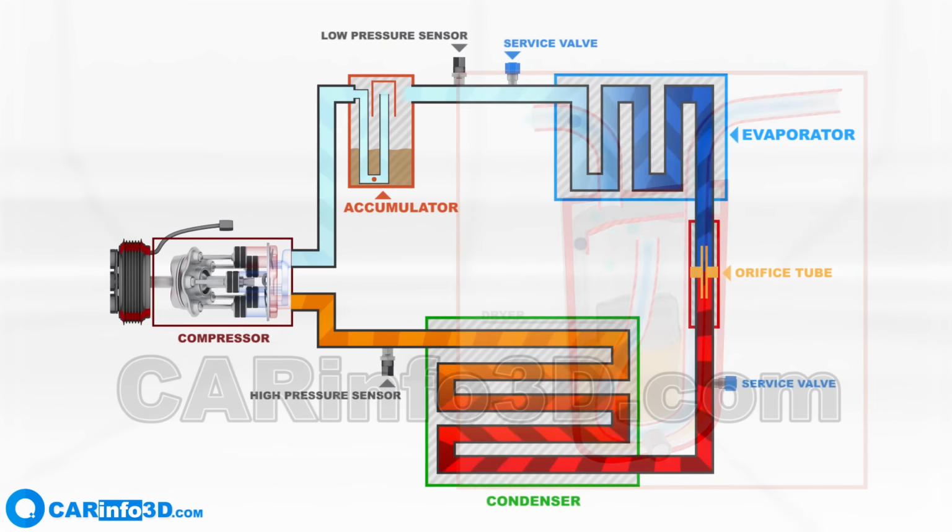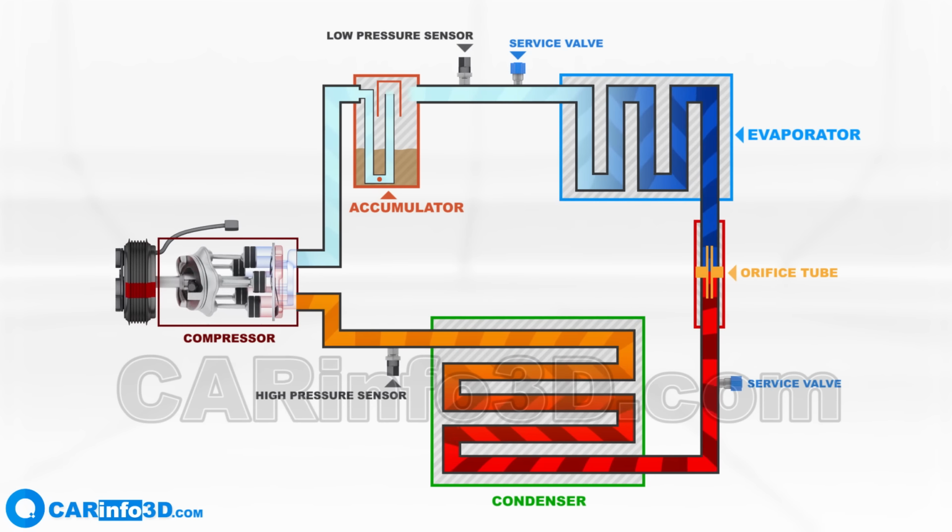The pressure in the system is frequently monitored by two pressure sensors, one for high pressure and the other for low. Otherwise, this type of air conditioner operates in the same way. This brings our video about the vehicle's air conditioning system to an end.